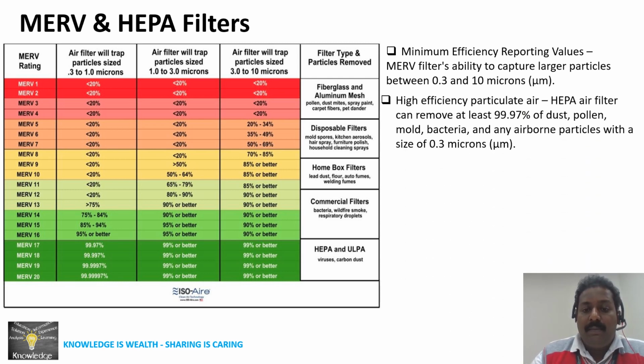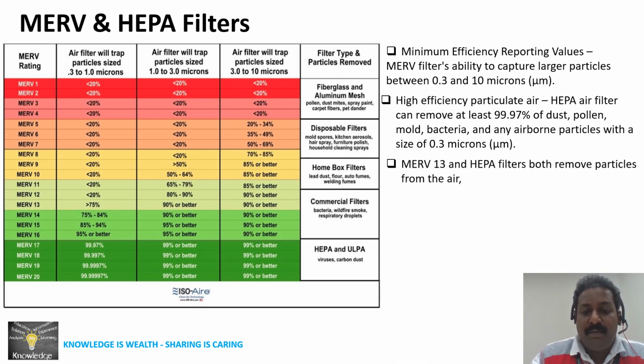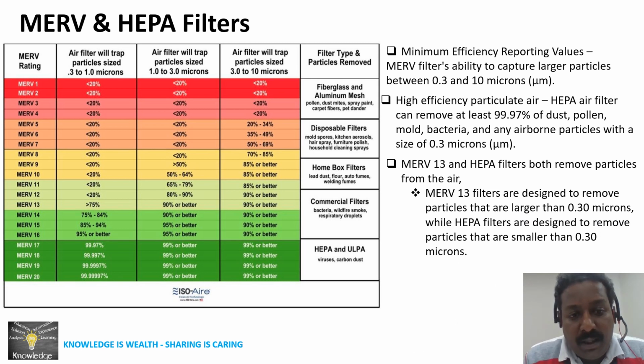But in a HEPA filter, High Efficiency Particulate Air filter, it removes 99% of dust, pollen, mold, and bacteria, because it filters the particles less than 0.3 microns. So basically there is no difference between MERV and HEPA filter. Both remove particles in air, but the only difference is how small a level of PM particle it removes.